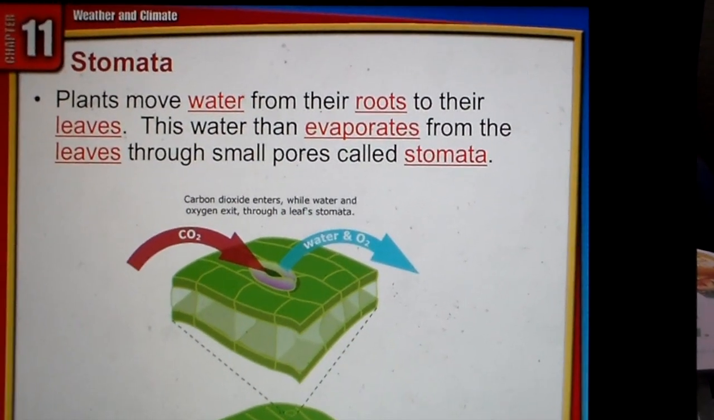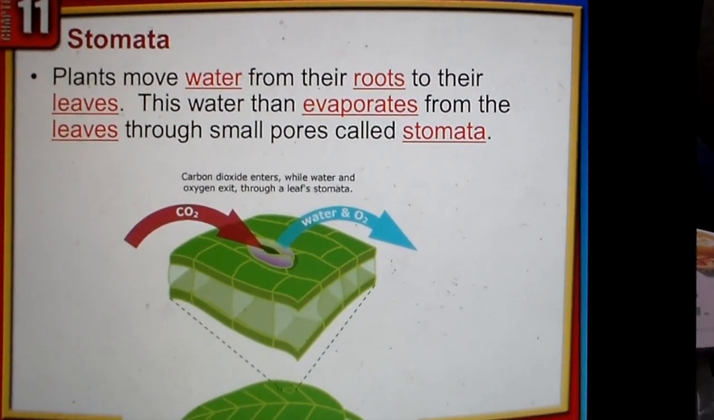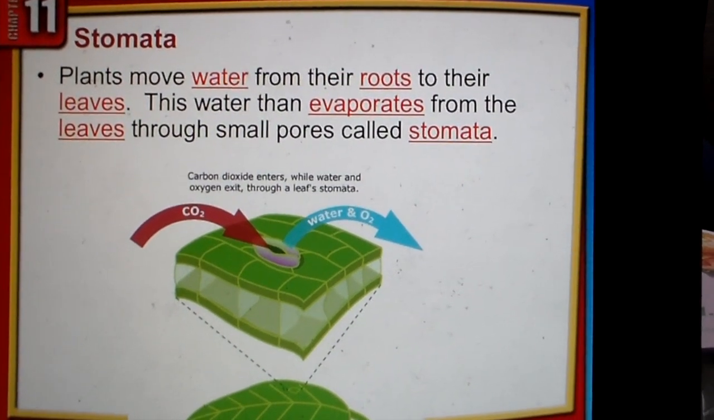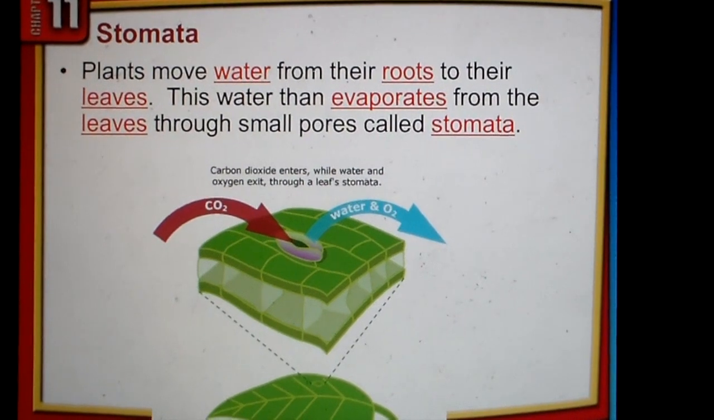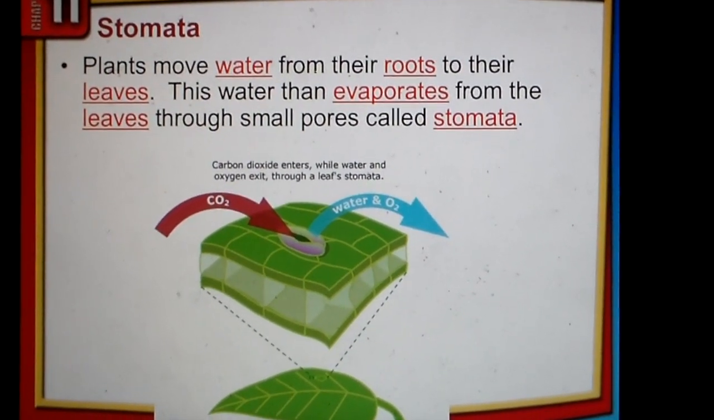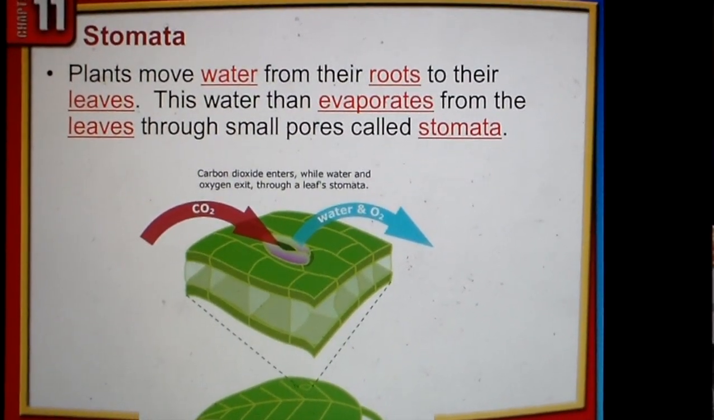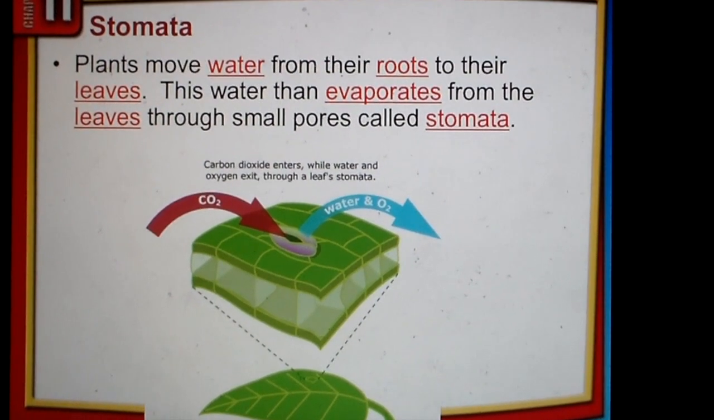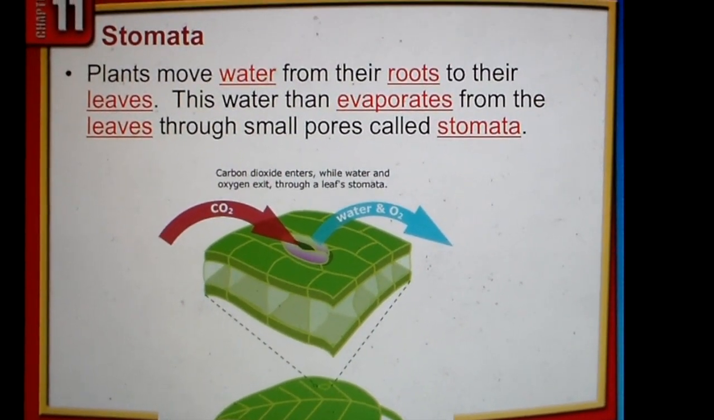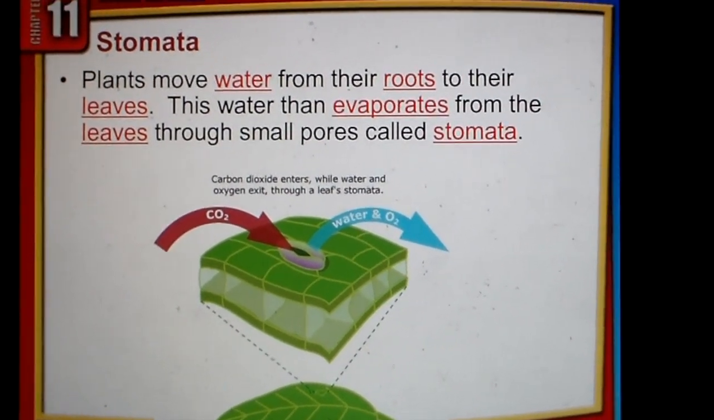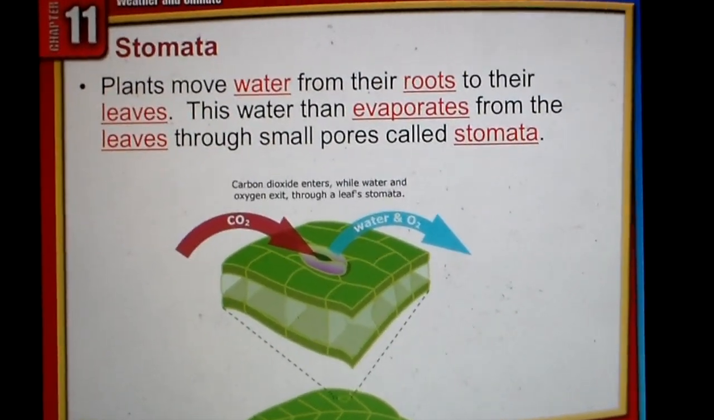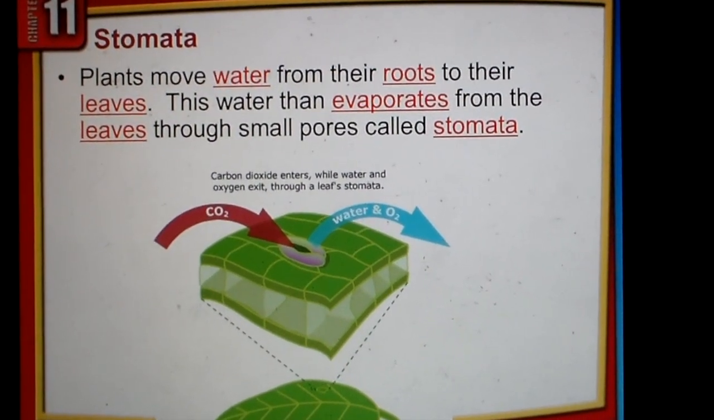The stomata. Plants move water from their roots to their leaves. And this water then evaporates from the leaves through small pores called stomata. So yet again, we're seeing this word evaporation come up, because when the water goes inside the plant, it's not locked in there forever. It does have the ability to come back out. And part of how this happens is kind of cool.